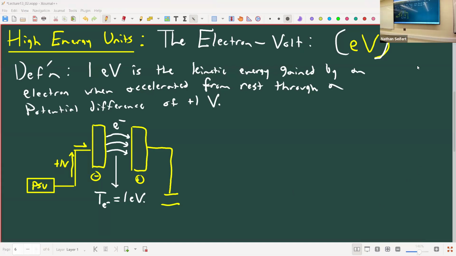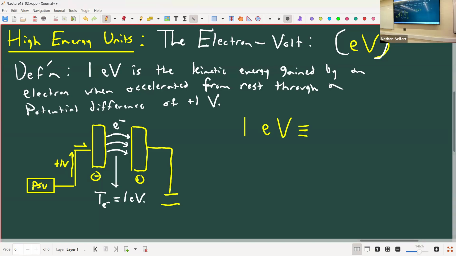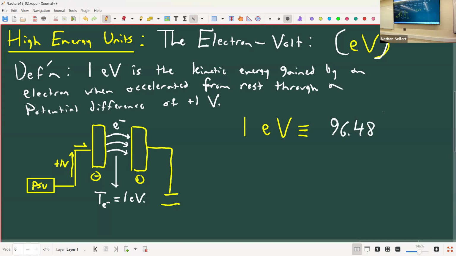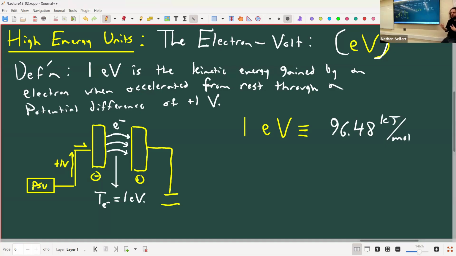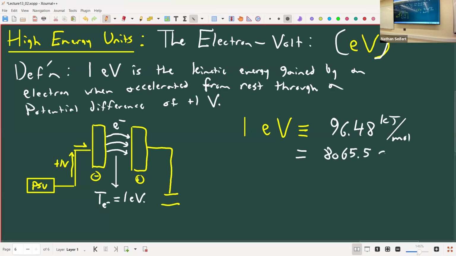And let's look at what 1 eV looks like compared to the other units. Wow, it's 96.48 kilojoules per mole. Again, chemistry, kind of chemical units here. Right? Once we get to 100 kilojoules per mole, start thinking bonds, right? Near bond strengths, ionization energies, things like that. This is 8,065.5 wave numbers.